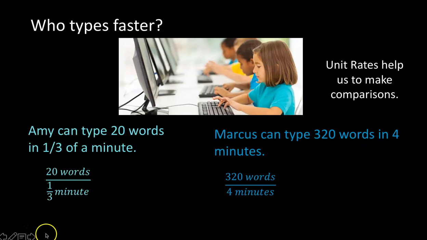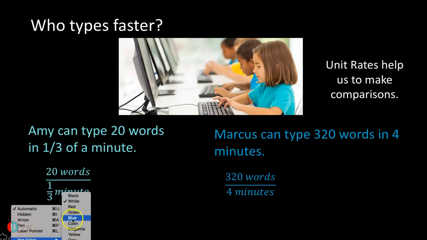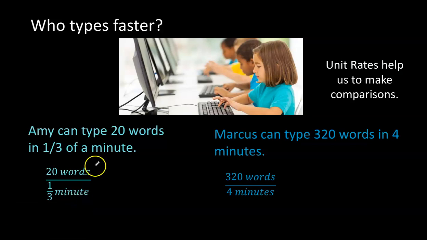So I'm going to go ahead and divide each to convert them to unit rates. I'm going to start with Amy's. I'll take her 20 words and divide by 1/3 to convert the rate to a unit rate. When you are dividing fractions, you need both values to be fractions, so I put 20 over 1 to convert it to a fraction.